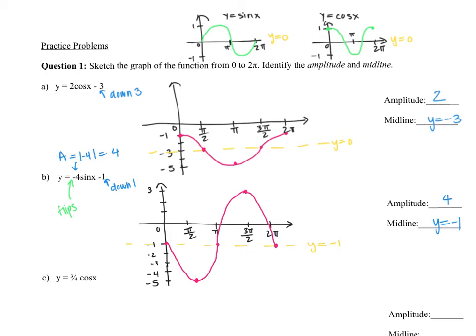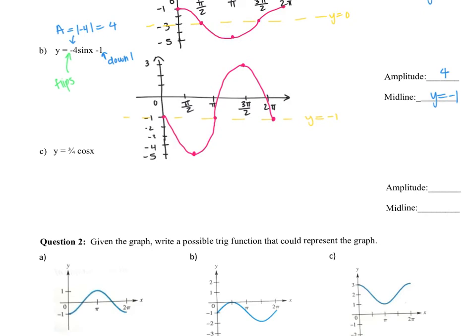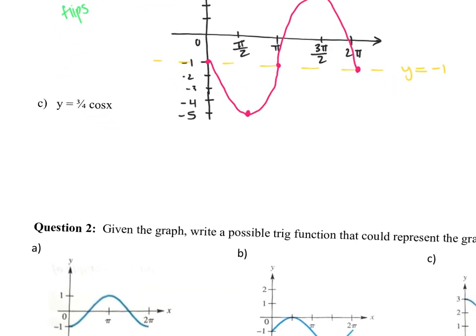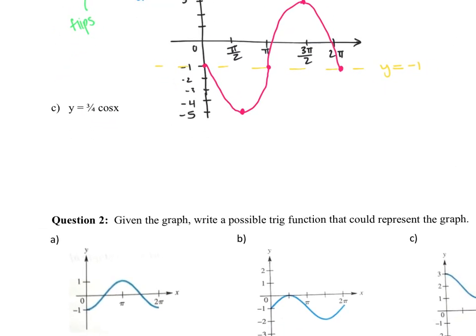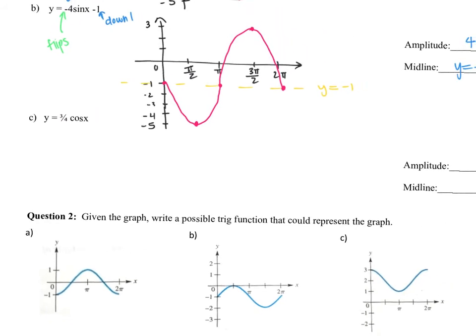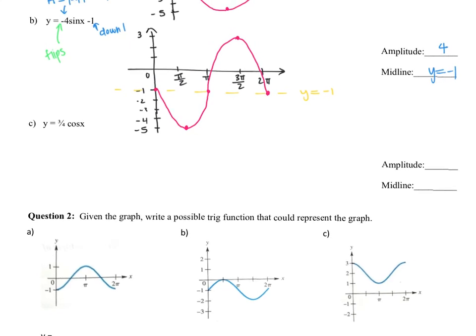Let's try out the cosine graph now. So this cosine has a fraction in front of it. It's 3 over 4. But whatever it is, that is still going to be the amplitude. So my amplitude here is 3/4. And notice that this cosine does not have a plus or a minus sign next to it. So there's no vertical shift. That tells me my midline is still at y equals 0. So that's kind of nice.